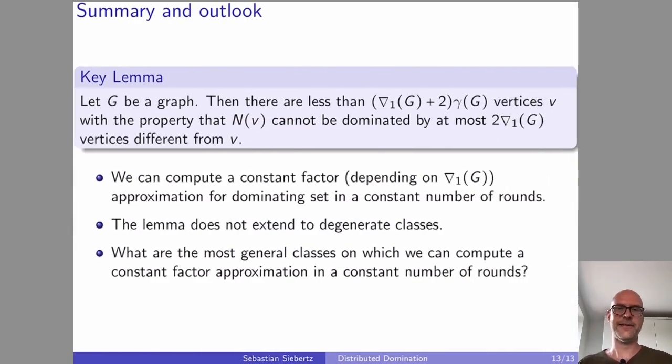So the main question that remains here is: what are the most general classes on which we can compute a constant factor approximation in a constant number of rounds?